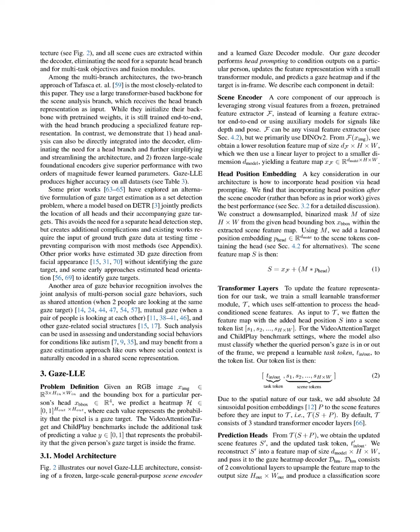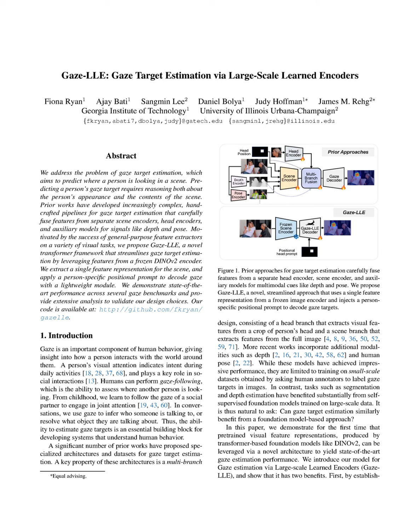To execute the Gaze-LLE algorithm, you would start with an RGB image, denoted as X_img, and a bounding box for a person's head represented as X_bbox. For example, if you have an image of a group of people and you want to estimate where one person is looking, you would crop the image to focus on that individual and provide their head's bounding box coordinates.